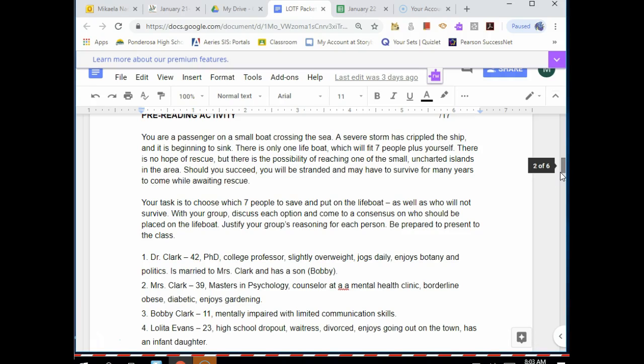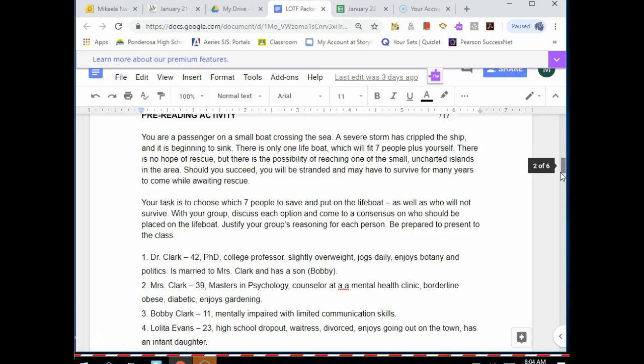There is only one lifeboat, which will fit 7 people plus yourself. So you are the 8th person and 7 others. There is no hope of rescue, but there is the possibility of reaching one of the small, uncharted islands in the area. Should you succeed, you will be stranded and may have to survive for many years to come while awaiting rescue. Okay? So think about it, you're on a ship, you start to sink. Now you have to either get on the rescue boat or just die.